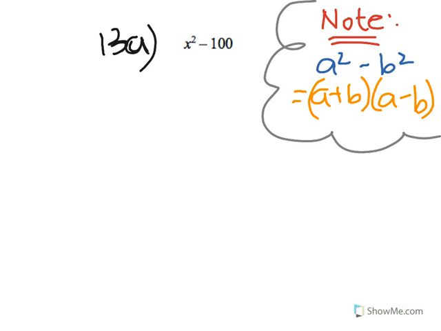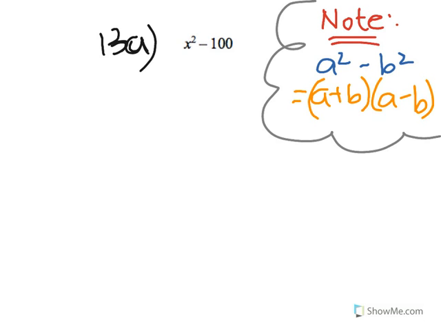In 13a, you're being asked to factorize x squared minus 100. Before you do this, I need to explain the note which I've written on the side, and that will help us solve this question. It basically says that a squared minus b squared can factorize to a plus b, a minus b. This is an identity which is proven, and you can use this to help you with this question. You should be expected to know this as an IGCSE student.